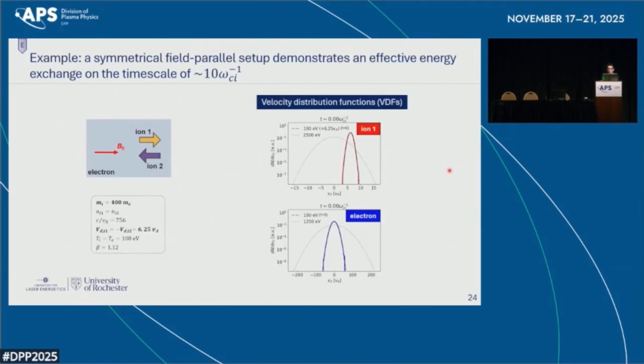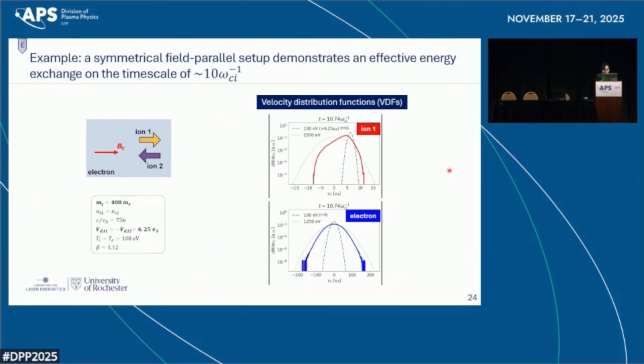Okay, so here I'm showing you an example of what this energy exchange looks like. Here we have a symmetrical field-parallel setup to make it easier. We want to see if we can reproduce this energy exchange. The answer is yes. On the right-hand side, I'm showing you the velocity distribution functions of this ion 1 species and electron. So let's play the movie here. As the simulation goes, you can see ions and electrons are both heated. We do see some energy exchange between ions and electrons, which is good.